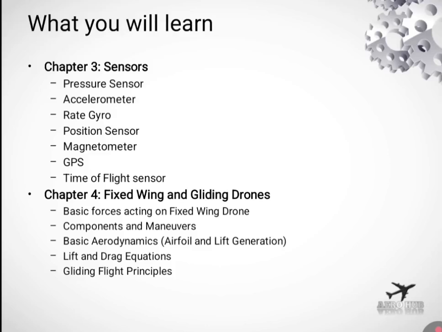And in chapter 4, we will be discussing fixed wing and gliding drones, which are basically a similar kind of aircraft. We will discuss the basic forces acting on a fixed wing drone, its components, its maneuvers, the basic aerodynamics, lift and drag equations, and the gliding flight principle. These are the things we are going to discuss in chapter number 4.